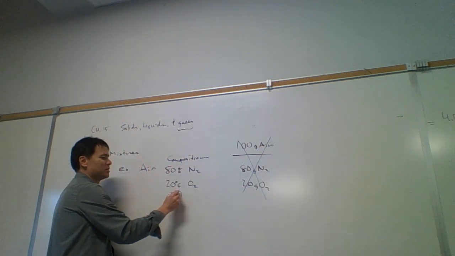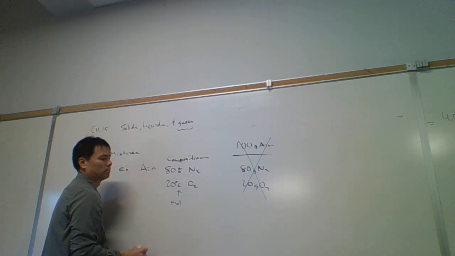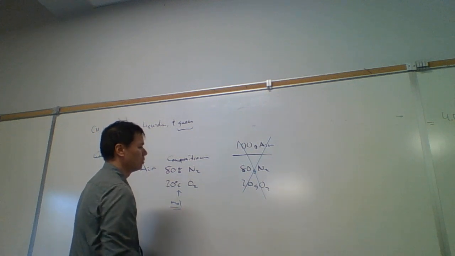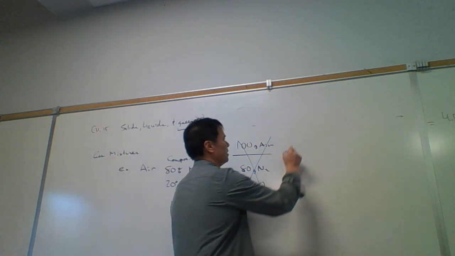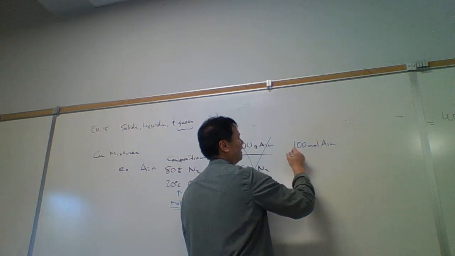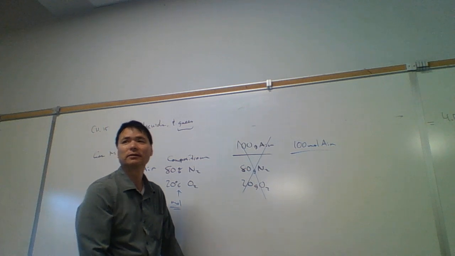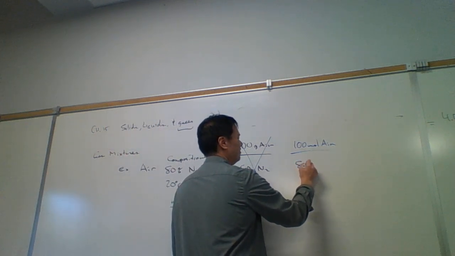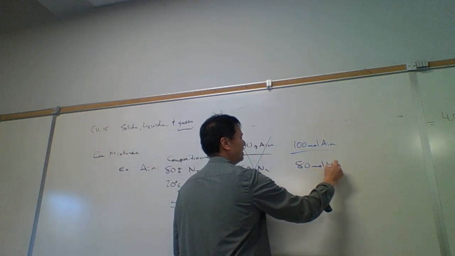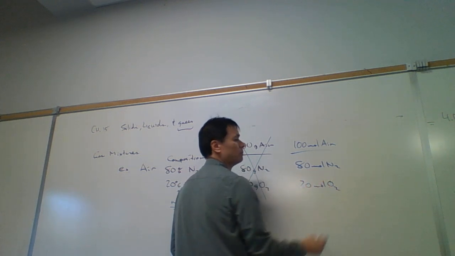These percentages are percentages by moles. Mole percent or molecule percent would be like this. If I had 100 moles of air, how many moles of nitrogen would I have? I'd have 80 moles of nitrogen and 20 moles of oxygen.